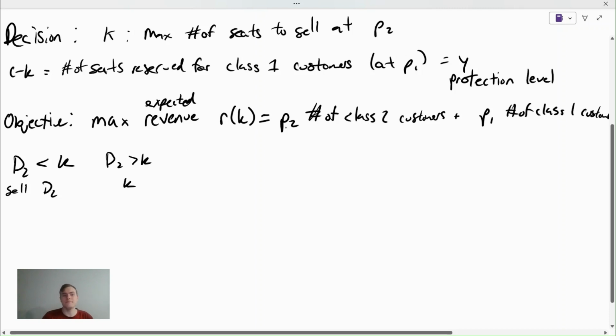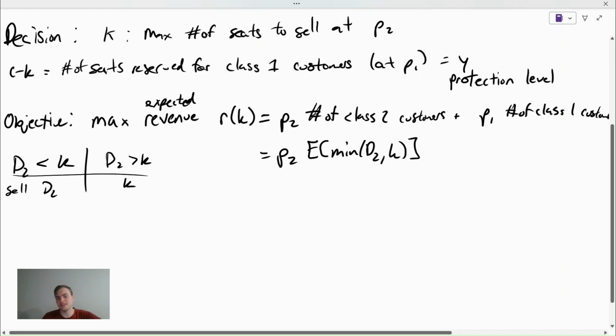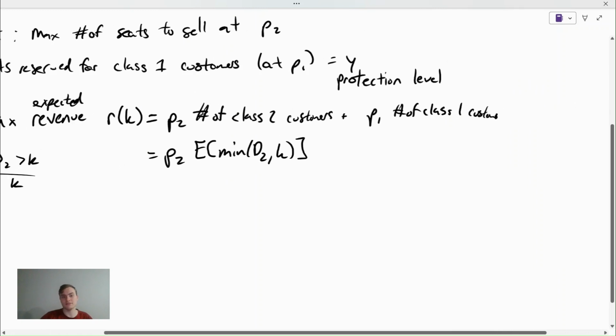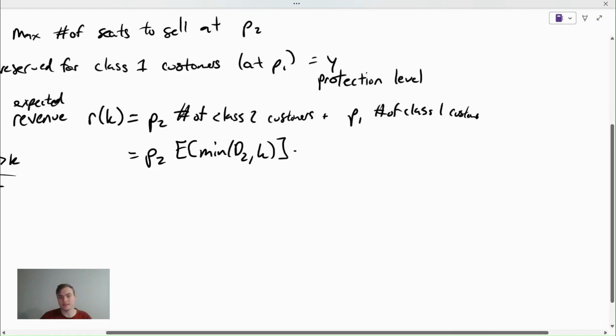So we look at these two cases, what does this mean? Whichever one is smaller is the number of customers, right? So P2 times, and let's go ahead and put in the expected value of minimum D2 and K. That's how many class 2 customers come. If we get more than K class 2 customers come, it's still cut off at K. That's what our decision of K means.